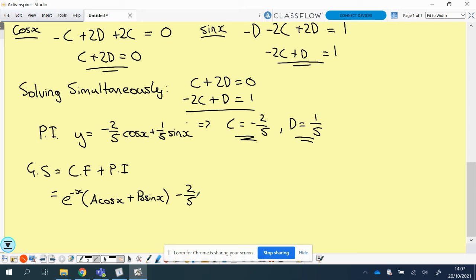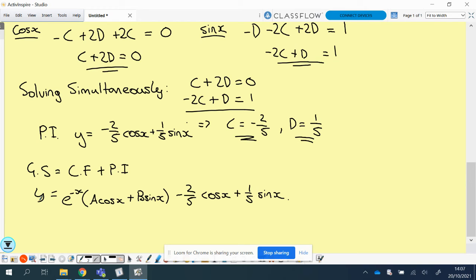Minus 2/5 cos x plus 1/5 sin x. Okay, so that's what we got up to in the previous two examples. We got up to a general solution, but I now have data at the start of my question I can use to find the constants a and b. Remember, this is my general solution for y at the minute.